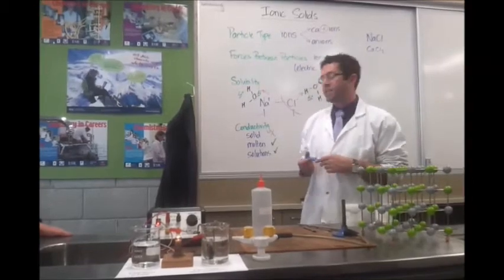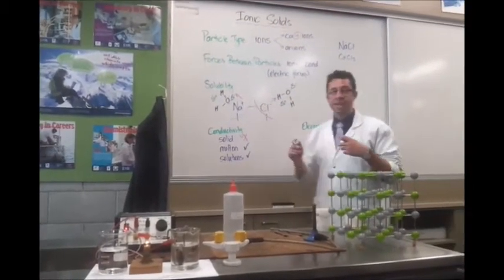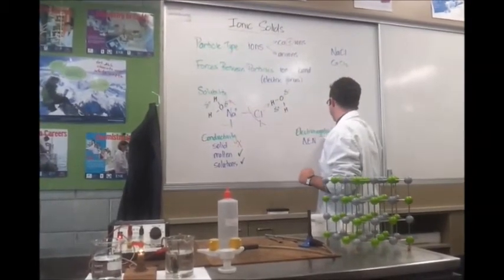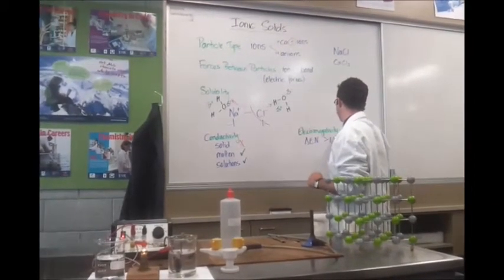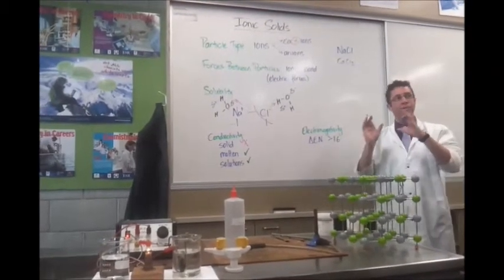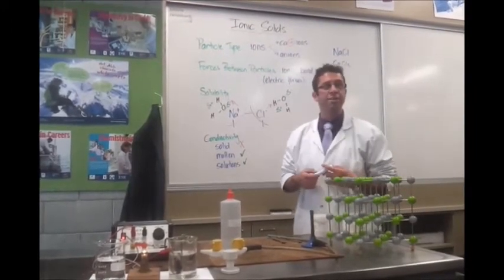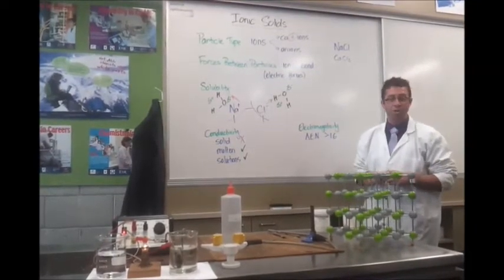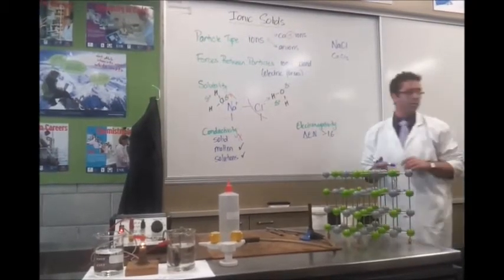Ionic substances have an electronegativity difference. So when I take one atom's electronegativity and subtract the other one, the difference is greater than 1.6. Around about 1.6 it gets into a bit of a grey area. 1.7 definitely is. So if I look at sodium's electronegativity and I look at chlorine's electronegativity, the difference is going to be bigger than this. Alright? So I haven't got those numbers just yet, so that's something we'll get to do later.